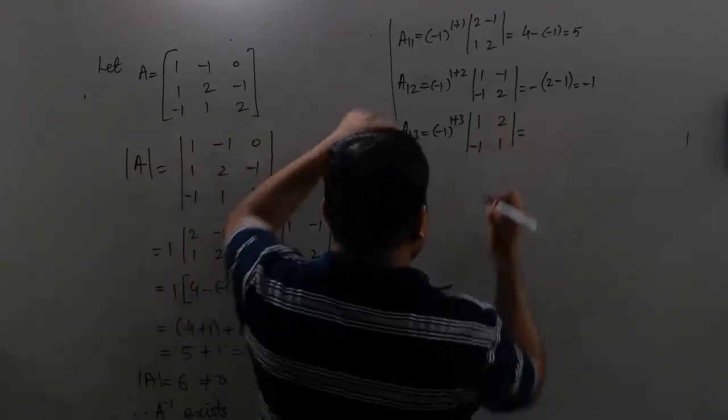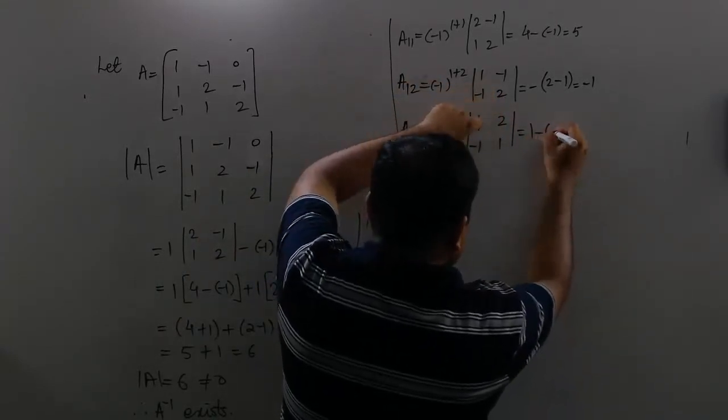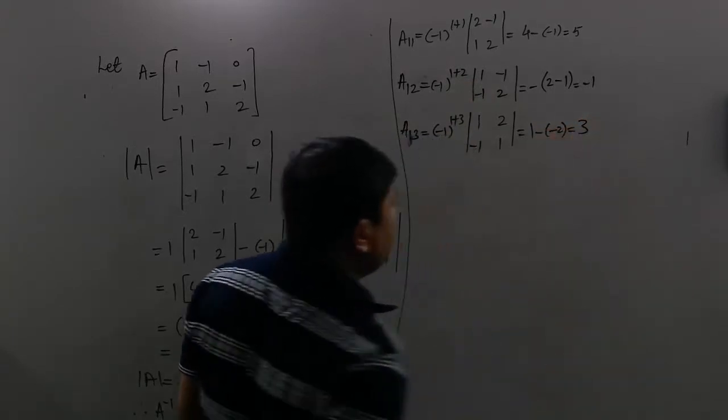So here (-1)^4 is going to be 1, this is going to be 1, and minus of minus 2, so it is going to be 3.